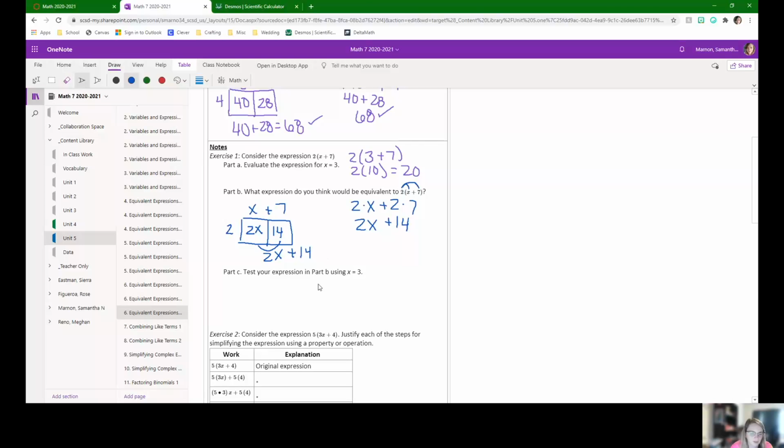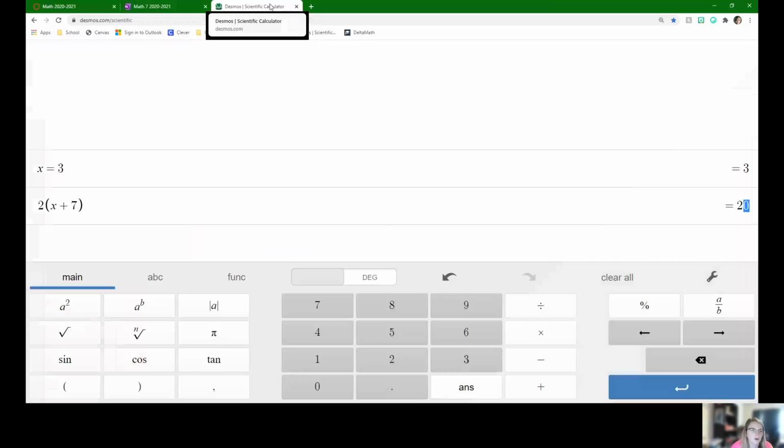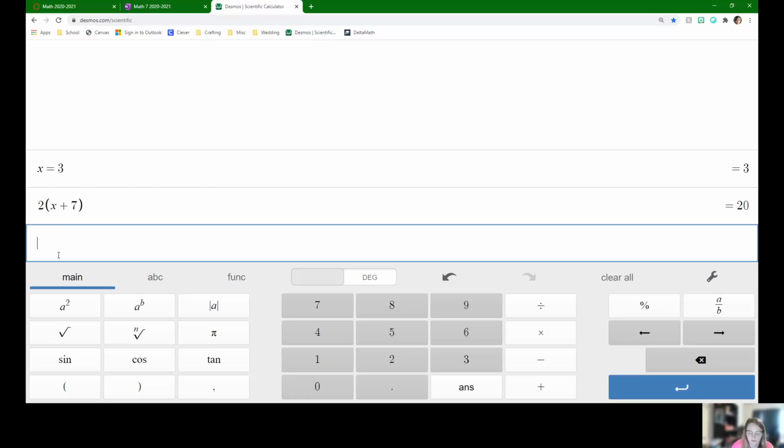So let's try it. Let's put 3 where we see an x. So instead of 2x plus 14, we're going to try 2 times 3 plus 14. So we have 2 times 3 plus 14. 2 times 3 is 6. Plus 14 is 20. That's what we got up here, so that checks out. If we wanted to use it on our Desmos calculator, we already told it that x is 3. So we can just type in 2x plus 14, and it will say 20.